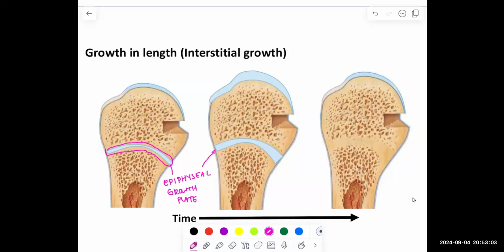Okay. Here's what happens to grow in length. First, the cartilage will actually get a little bit thicker. So the cartilage has thickened a bit. Same here. It will thicken. And once it's thickened, the bone will fill in that space.